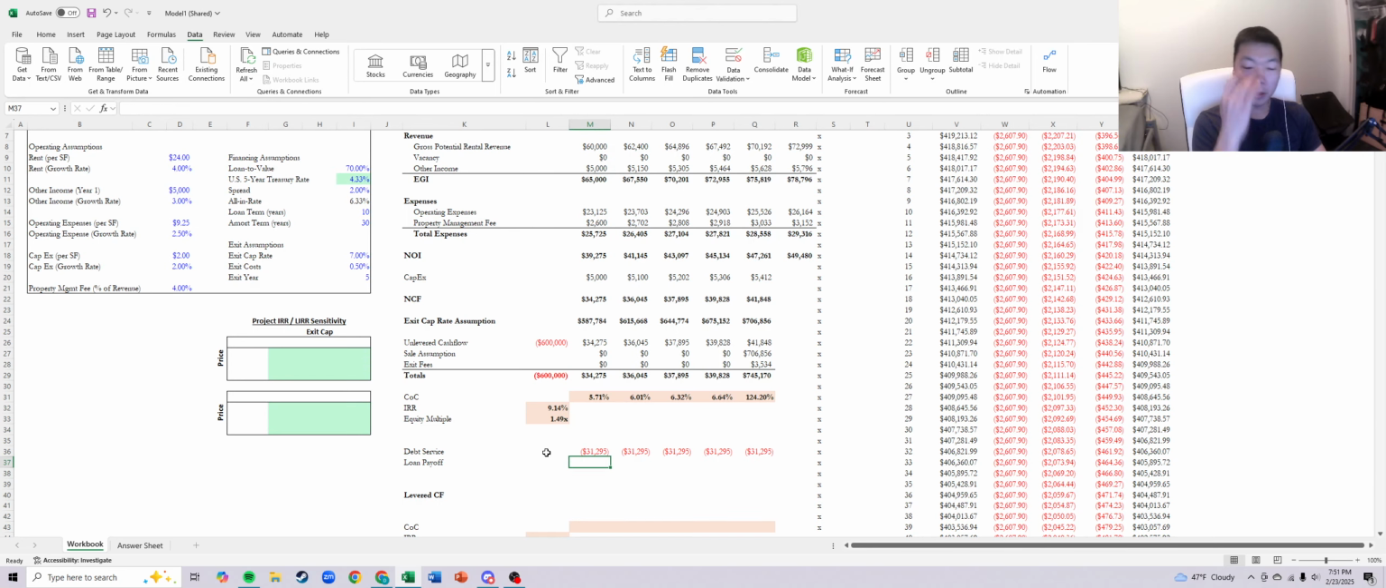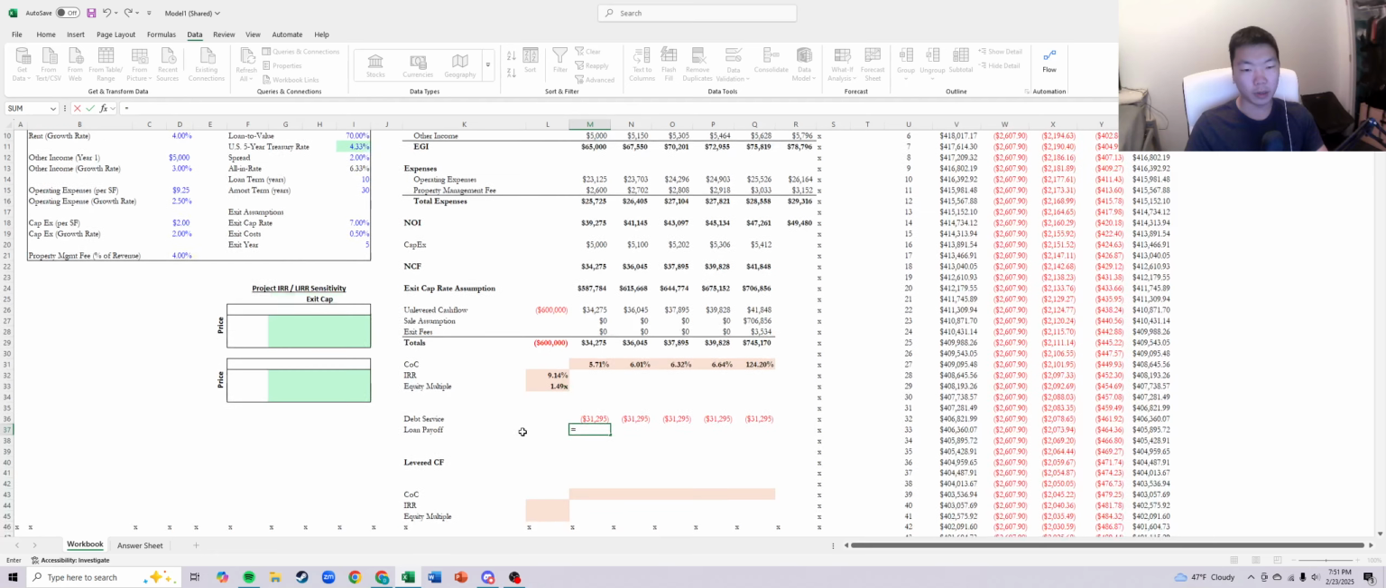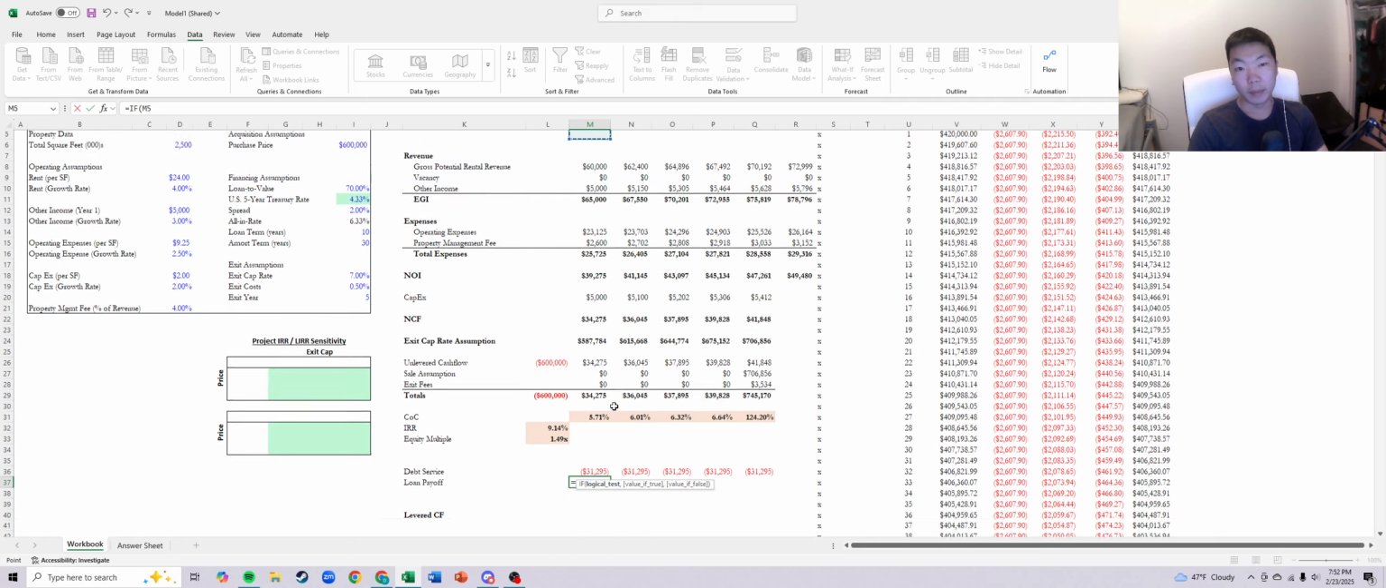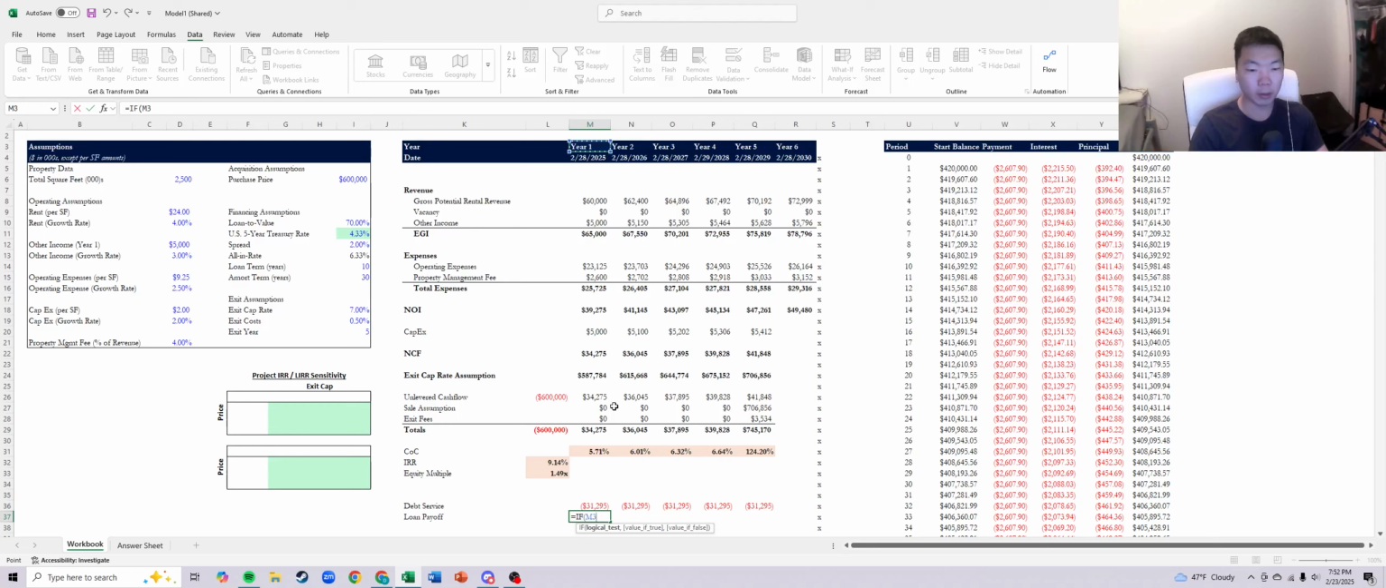So the way I would do that is probably with an if statement. I want that to display if, let's see, levered cash flow. Yeah, we're going to add together. So I only want it to display if I'm selling the property, because then I would want to know how much I'm paying off that's left on the loan.